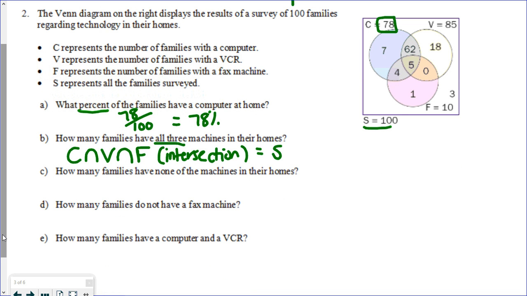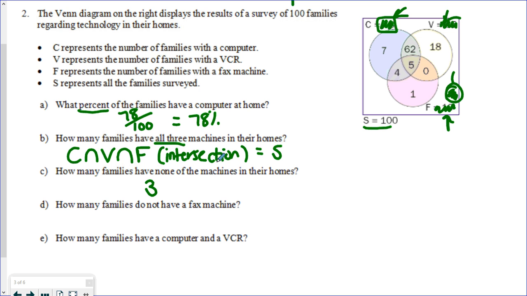How many families have none of the machines in their home? Again, on this chart, I wish I could erase this and this and this, and for right now, erase that. If we didn't have that piece of information, we could take all of these numbers and subtract them from 100 to get the value that I've now crossed out and can't see anymore, but it would be 3 families have none of the machines in their home. So again, 100 subtract all of the numbers that are in here. We can't do 100 subtract this and this and this, because then we're going to end up with a negative number, because we're counting things more than once in these intersections in the middle.